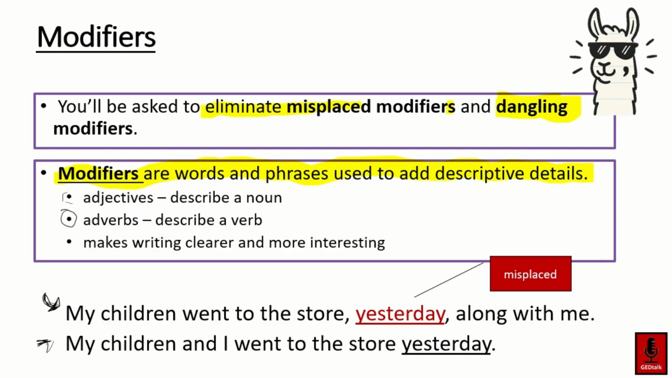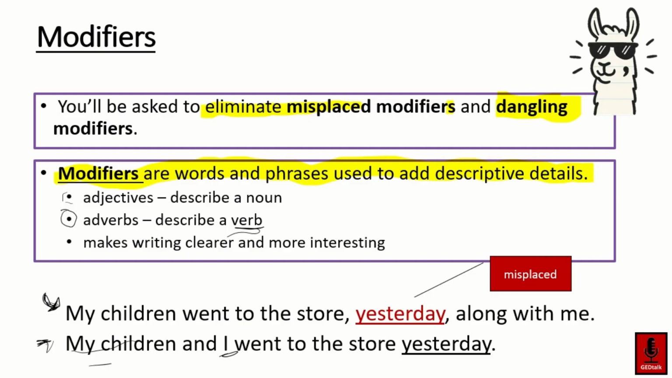So when it comes to modifiers, the modifier needs to be as close as it possibly can to whatever it is it's describing. If it's an adjective and it's describing a noun, it needs to be close to the noun. If it's an adverb, it's describing the verb, it needs to be close to the verb. Well, yesterday is not describing the children. It's not describing me, who I'm assuming is the parent because it says my children, but it's just talking about a time when this happened. So I don't need yesterday to be close to my children or I.